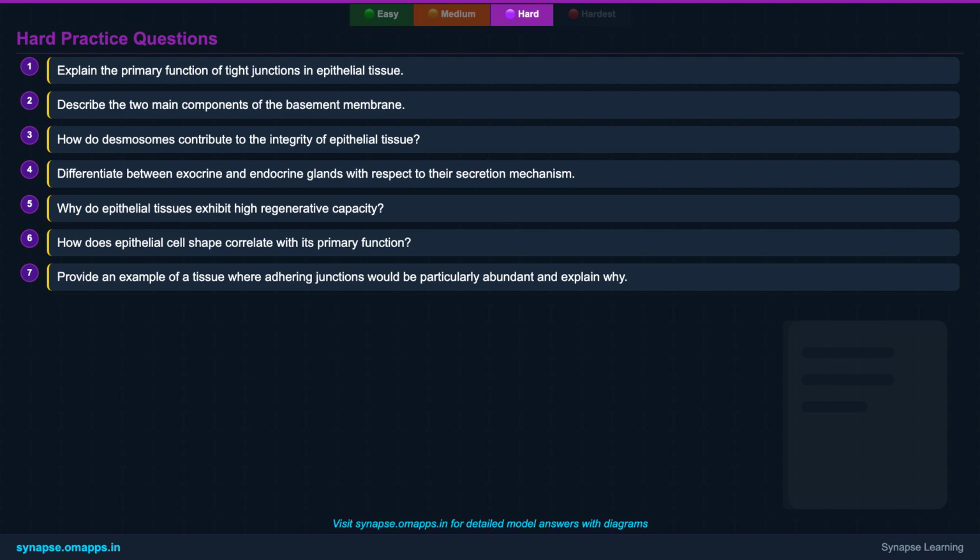How do desmosomes contribute to the integrity of epithelial tissue? Differentiate between exocrine and endocrine glands with respect to their secretion mechanism. Why do epithelial tissues exhibit high regenerative capacity? How does epithelial cell shape correlate with its primary function? And finally, provide an example of a tissue where adhering junctions would be particularly abundant and explain why.